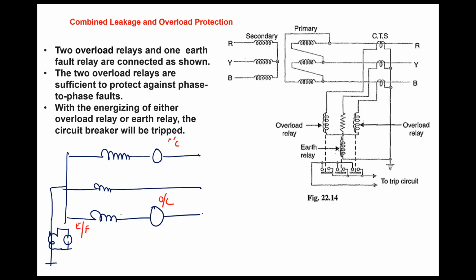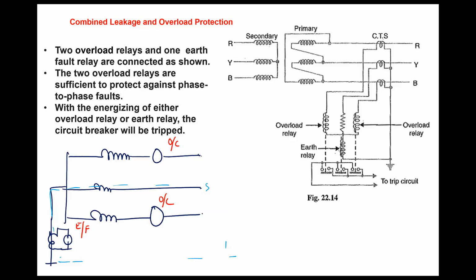For any of the faults, suppose an LG fault, a line to ground fault, is occurring here. So what will happen? This earth fault current will be sensed by this relay. So who will trip? Since the earth fault relay is instantaneous and its current setting is low, the earth fault relay will trip, for the LG fault on the Y-phase winding where there is no overcurrent.